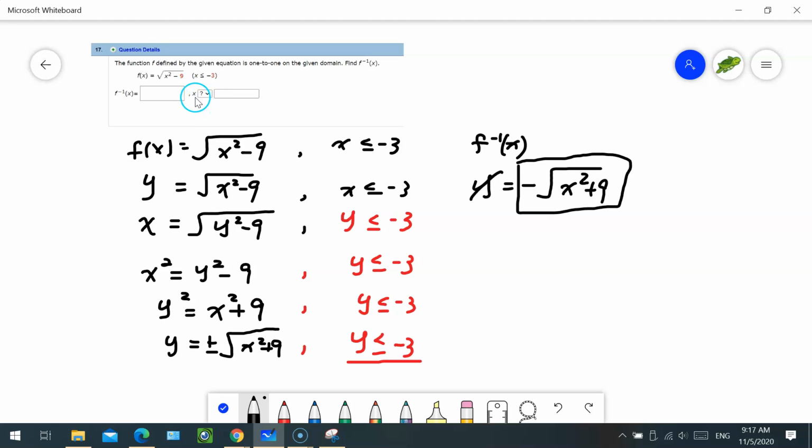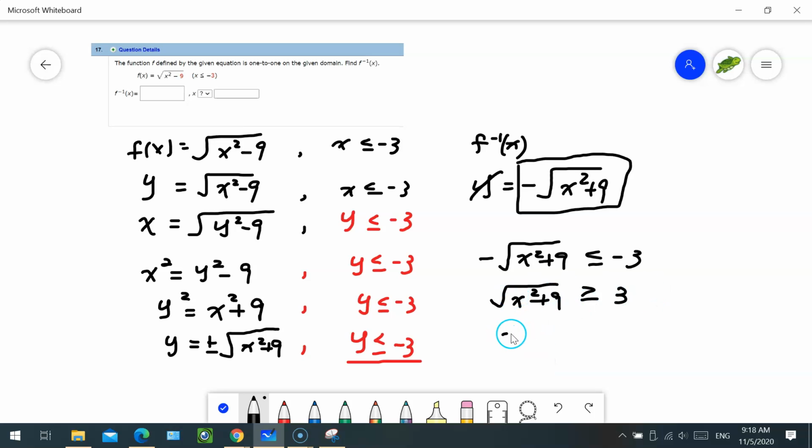Another part of the question is to solve for x. Now x is here. And the restriction gives us y is less than or equal to -3. So I'm going to set negative root of x squared plus 9 less than or equal to -3. Divide by the negative sign on both sides, you'll get the root of x squared plus 9. Change the sign direction the other way around, greater than or equal to 3.